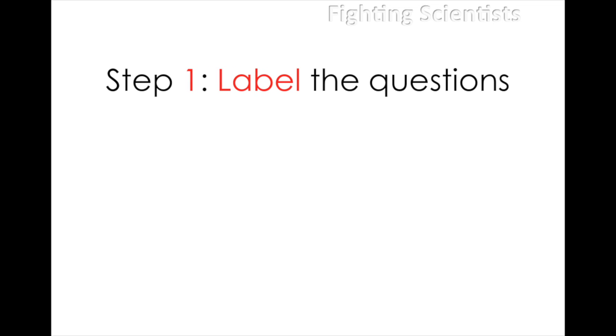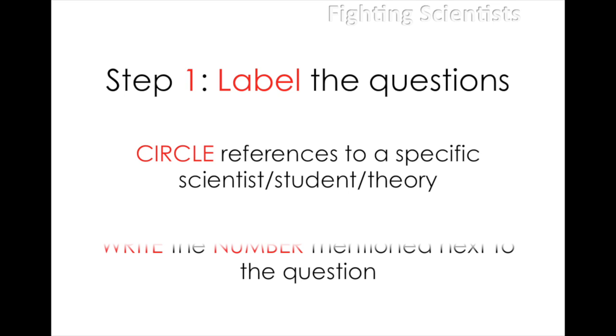Every Fighting Scientist passage will present you with 2 or more differing arguments about a specific topic. These arguments will be under the label of scientist, student, theory, or hypothesis. Within most questions, there will be a reference to a specific argument. Before looking at the passage, circle the reference and write the number of the argument mentioned next to the question.